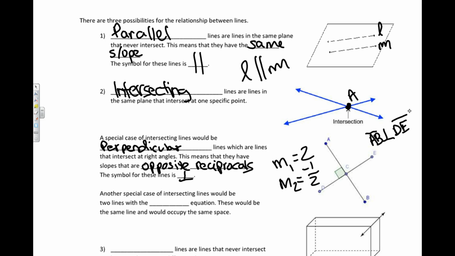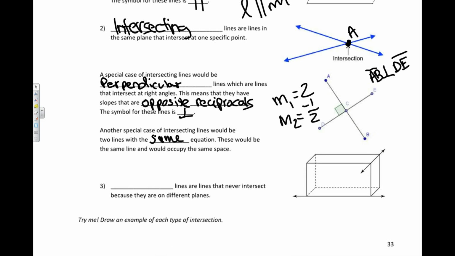Another case of intersecting lines would be two lines that are actually the same line. They're two lines with the same equation. And of course, when you graph two lines with the same equation, they end up on the same line. It happens. You're not going to see it very often, but it does happen.